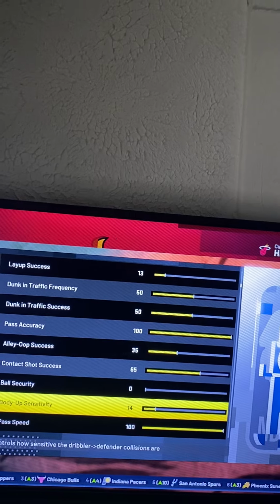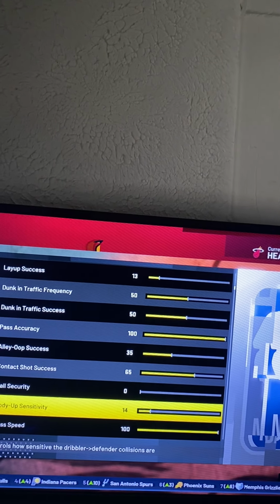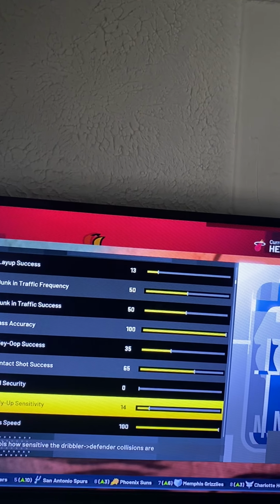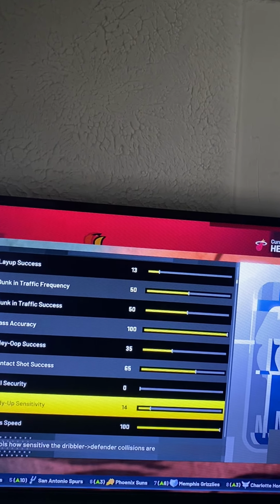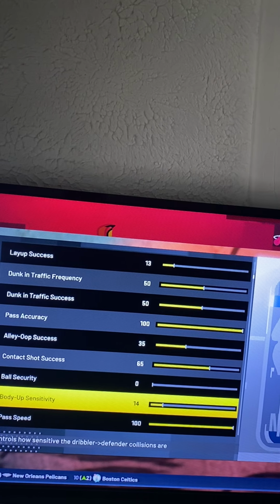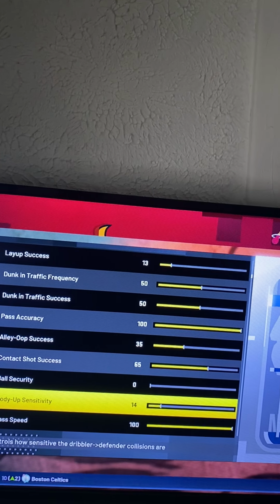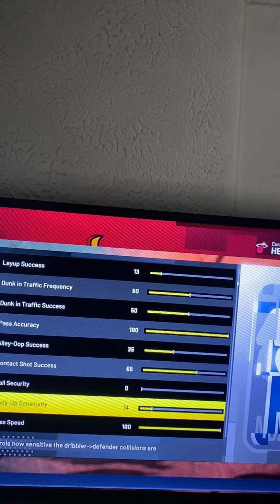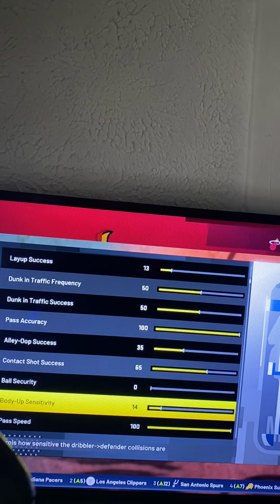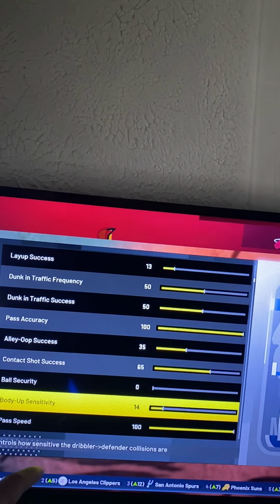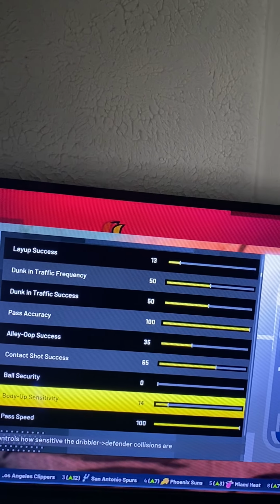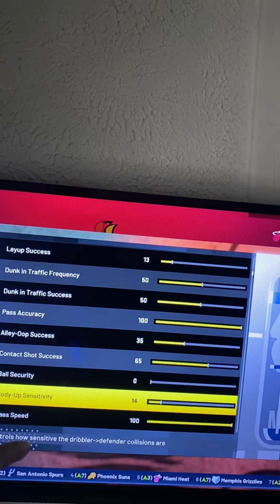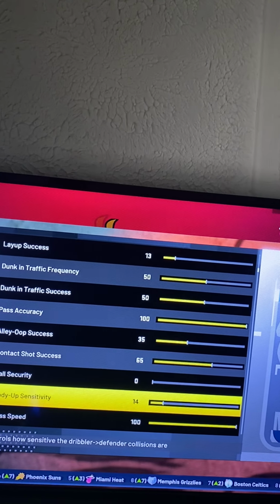Even with body up sensitivity, a lot of people don't understand it. You ever notice where you're on offense and the defense on this game is so overpowering that they do not allow you to get anywhere? Most of these NBA players cannot even defend like that. I can show you facts. Most of these NBA players' defense is not that great. This is what body up sensitivity is. That's why I took that down. That is not real, people.